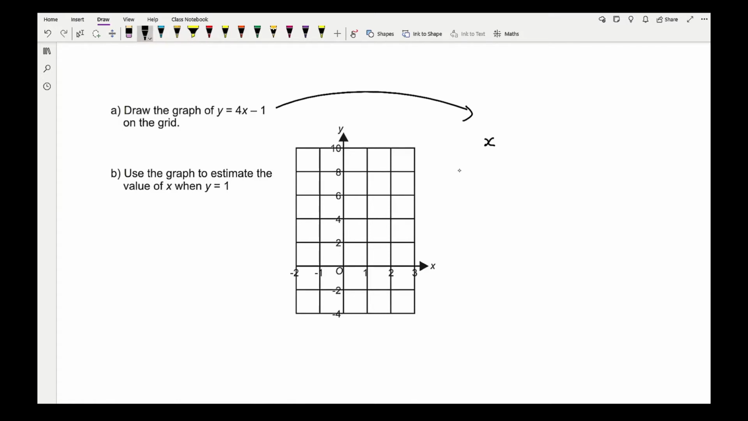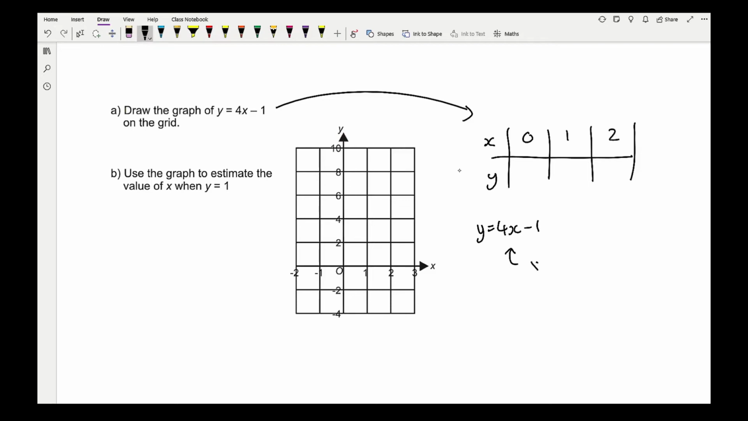I've got X and I've got Y, and I'm going to pick, and again, you don't have to pick 0, 1, 2. You could go 1, 2, 3, but I certainly would pick numbers that are on your graph if you're given one. It just makes it a whole lot easier. So choosing 0, 1, 2, we're going to substitute into the formula: y equals 4x minus 1.